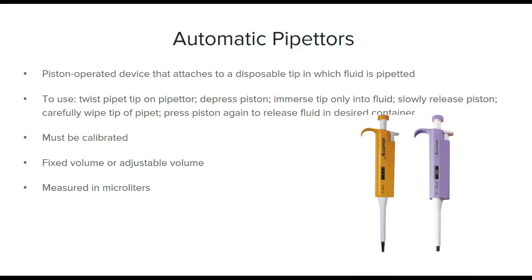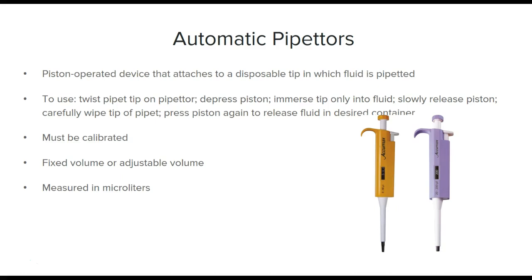Okay, these are automatic pipetters. These are piston operated pipettes. They have disposable tips that go on the bottom of them. To use it, you twist the pipette tip onto the pipette, you press the plunger at the top, you put it into the liquid and you slowly release it. You wipe the outside of the tip with a Chem wipe, and you press it to release it into the container that you're using.